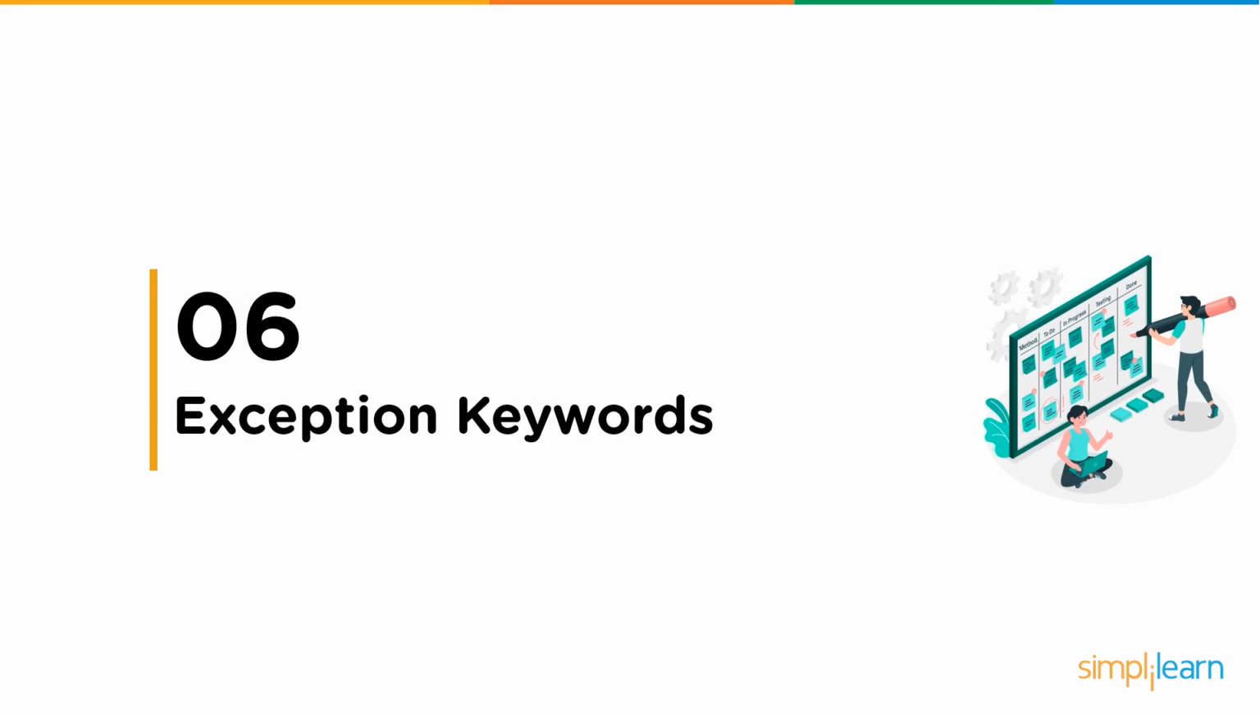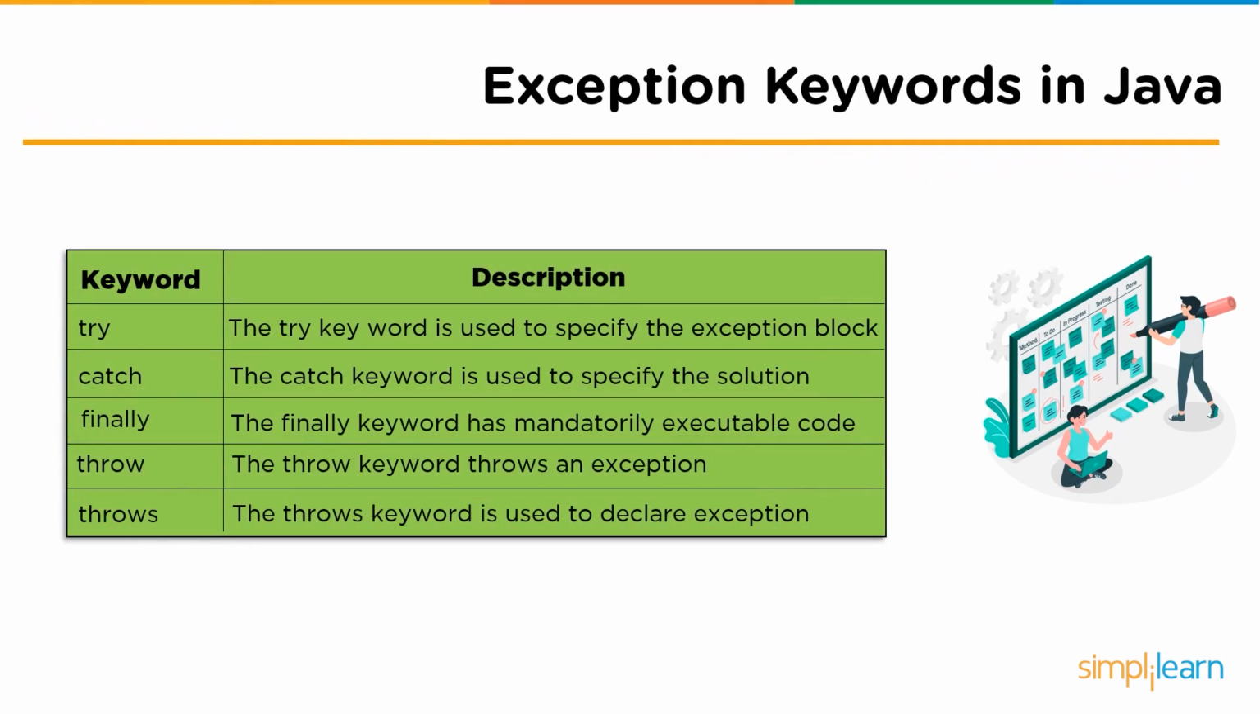In the process of exception handling, we have 5 major keywords. So we will learn each one of them as follows. The first one is the try keyword. The try keyword is used to specify the exception block. In a program, when you specifically type the exception that you might expect to face, then you describe it using the keyword try.